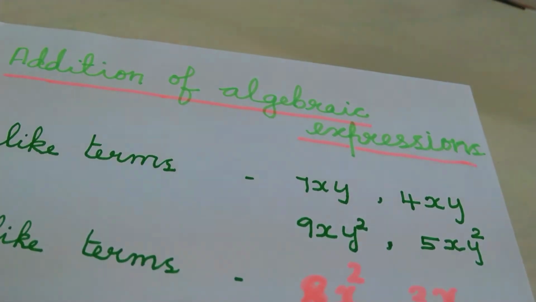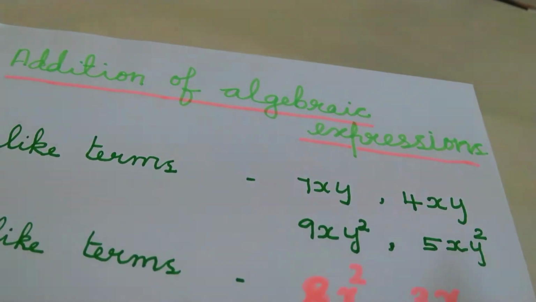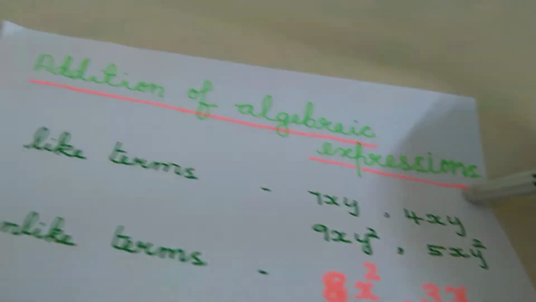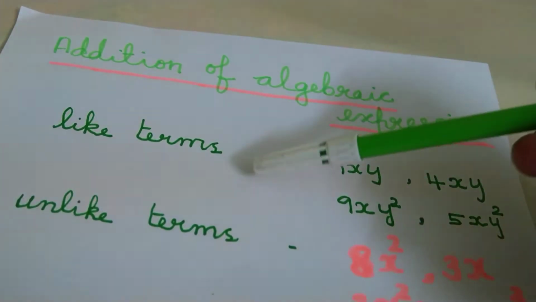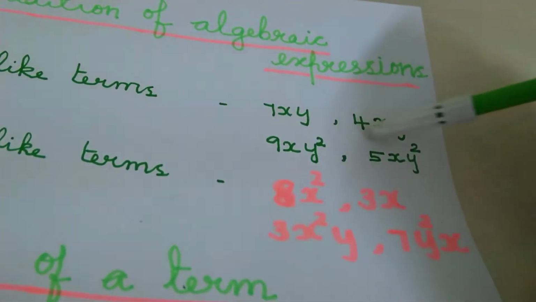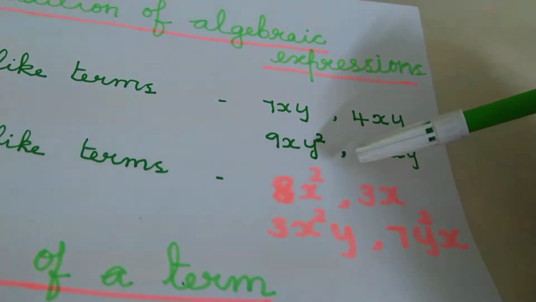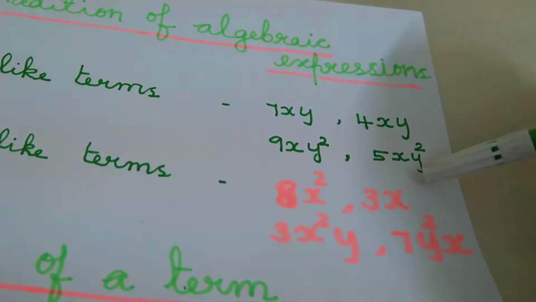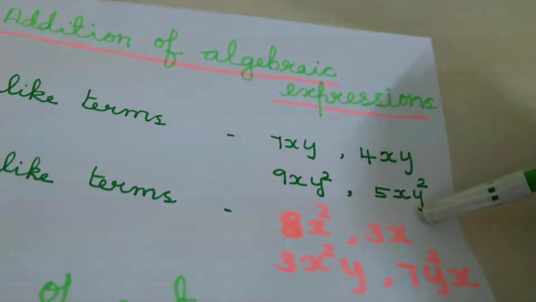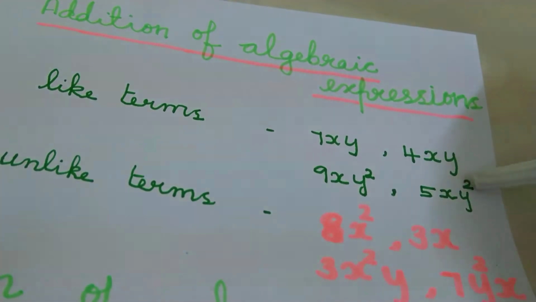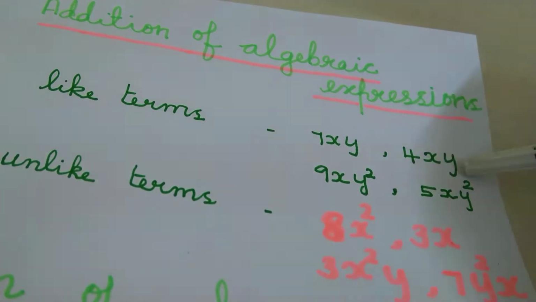Hi, in this video we are going to learn addition of algebraic expressions. Before starting we learn what are like terms. Like terms are 7xy, 4xy and another two like terms are 9xy square, 5xy square. This means that like terms will have same variables and powers.